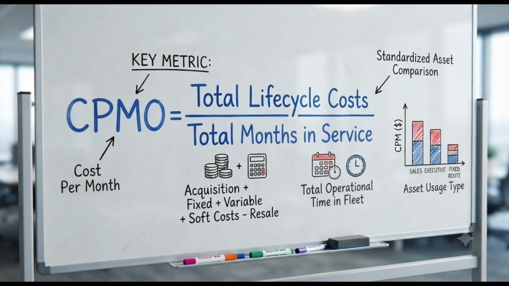Cost per month, or CPMO, is equal to the total life cycle cost divided by total months in service. If you manage fixed route assets where monthly mileage hardly changes, or executive pools where simply having a car available outweighs raw mileage, cost per month gives you a much truer picture.